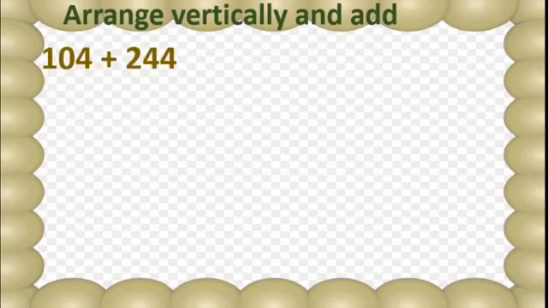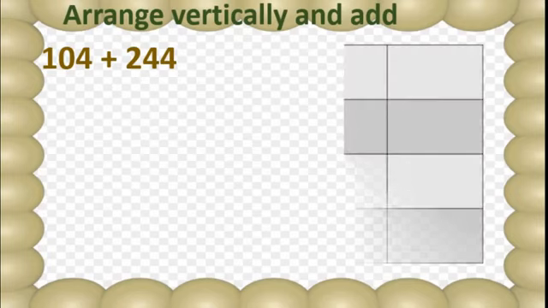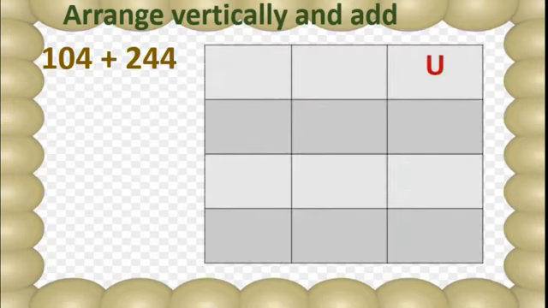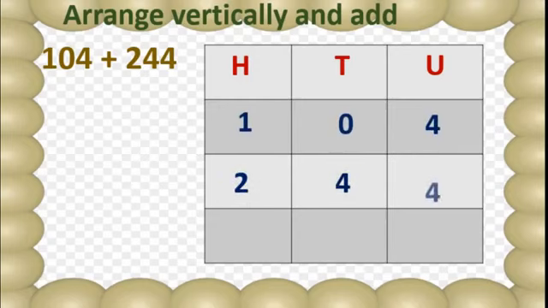One more example we will see, that is 104 plus 244. Okay? Again we will draw the table. We will write units, tens and hundreds. We will write the number 104 in the first row and 244 in the second row. Okay? We will add them from the unit place.